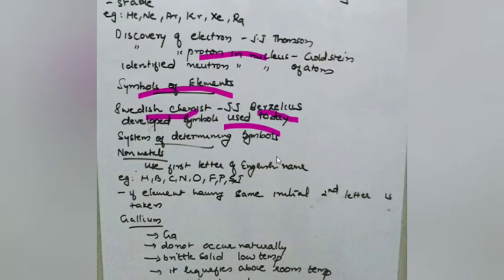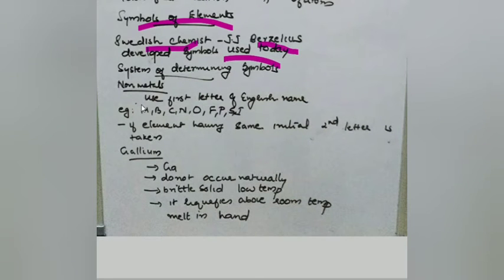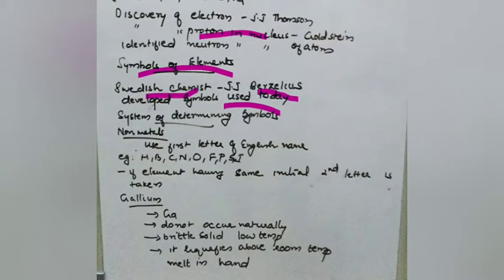The system of determining symbols: how do we determine the symbols? For non-metals, use the first letter of the English name. For example hydrogen, boron, see here, B, carbon, nitrogen, oxygen, fluorine, phosphorus, sulfur and iodine. So we use the first letter for the non-metals. If an element has the same initial, the second letter is taken. When taking an element, if the first letter is already occupied, we use the second small letter.